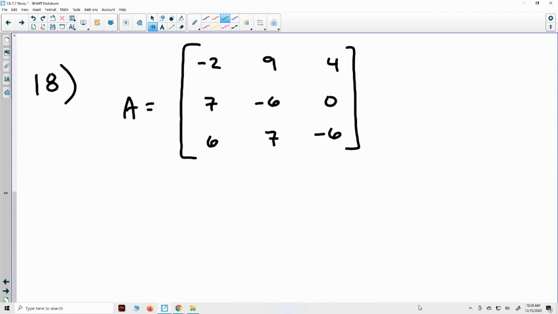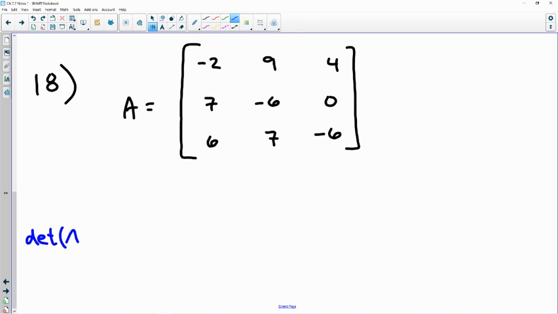We've got 11 minutes, so that's plenty of time. Let's use the rule of Sarrus for this 3 by 3 determinant. I'm going to say determinant of A. And if you ask me what I prefer to write for determinant, I can write DT, instead of the absolute value bars.